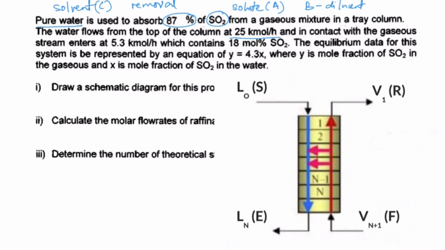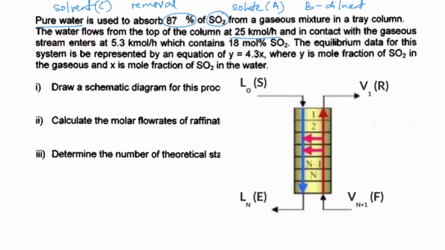Now let's draw the schematic diagram of the gas absorption column. This gas absorption column is the tray column. We are going to insert the data in the schematic diagram for easy reference. We are given the solvent, which is pure water, used in this question. Pure water means that XC0 is equal to 1. Therefore, XA0 is equal to 0. We are also given that the water flows from the top of the column with a flow rate of 25 kilomole per hour. So this is the information where L0 is equal to 25 kilomole per hour.